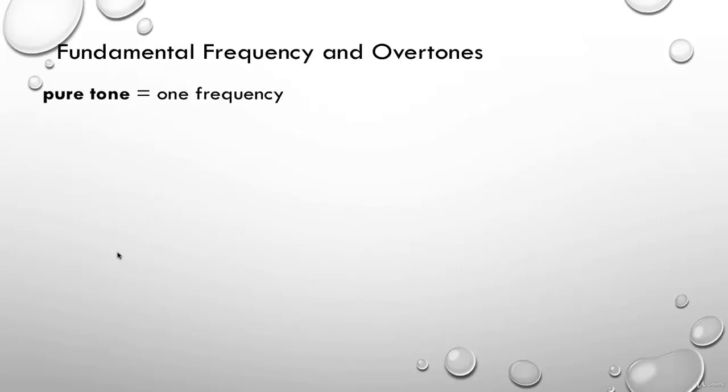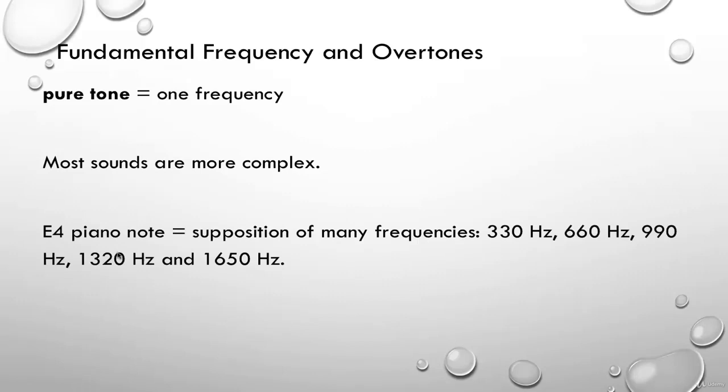So a pure tone is basically a function of one frequency. We saw how we did that with the sine function with one frequency. But most sounds are more complex. They have a lot more frequencies in them. So for example, if I play E4 on a piano, it plays a bunch of frequencies, and that's what gives it that richness.